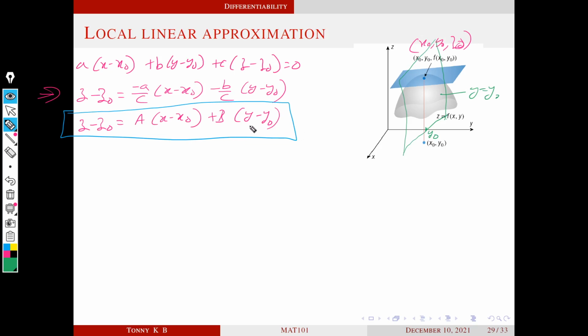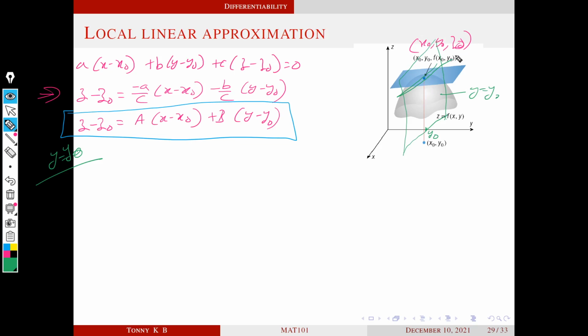To solve for A and B, first of all we are going to consider the intersection of this tangent plane with y equal to y naught. What is the intersection of this plane with y equal to y naught? Geometrically, suppose this is our plane y equal to y naught. It is parallel to the xz plane, right? And what about the intersection? The intersection is a line like this. This line is lying on this tangent plane, right? This straight line is lying on the tangent plane, so it is again a tangent at this point.